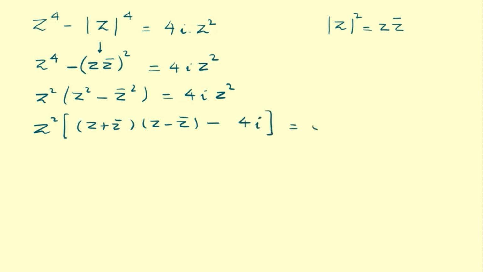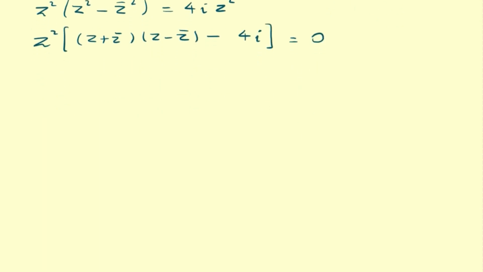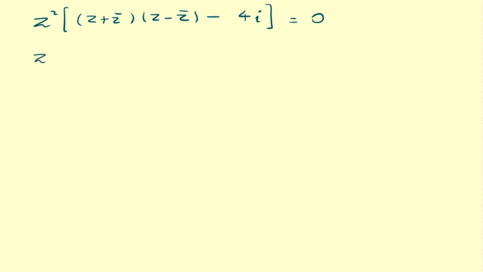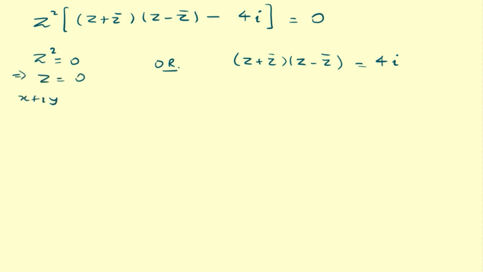Now this product is equal to 0 means one of the two factors must be 0. So either we have z square equal to 0 or the other factor equal to 0. Now if you look at these two factors one by one, z square 0 means z is 0, and z is 0 means x plus iy is equal to 0 plus 0i, which means real is equal to real, imaginary is equal to imaginary. So x is 0 and y equal to 0. So 0 plus 0i is the solution.